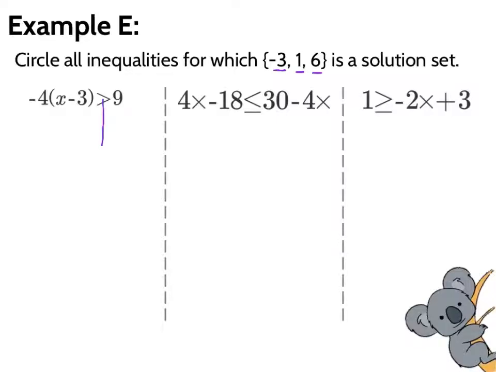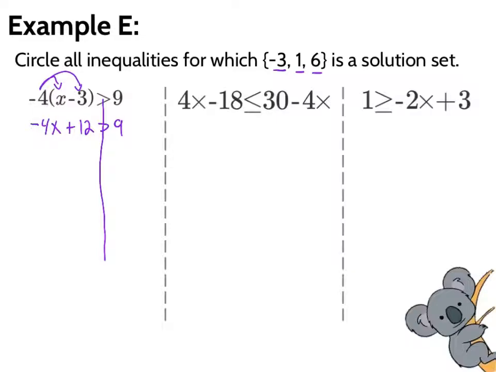So the first one, we're going to draw our wall down from our inequality symbol. Looks like we have distributive property, so we're going to distribute our -4 to the -3. -4 times x is -4x. -4 times -3 is going to be +12. Bring down my inequality symbol, bring down my 9.